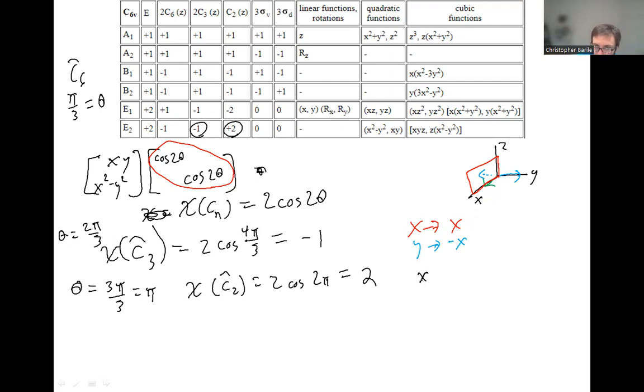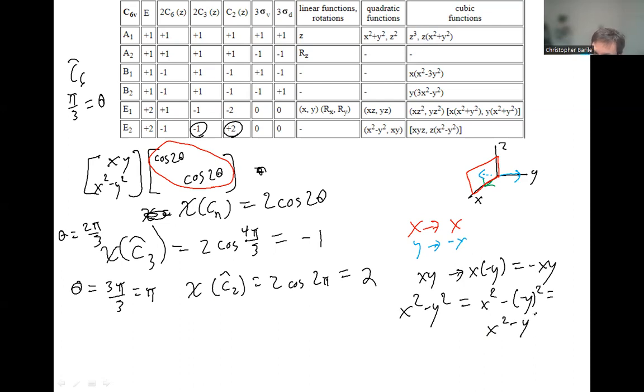And so now you have to go through and say, well, xy goes to the x times -y, which equals -xy. And x squared minus y squared, we know xy and x squared minus y squared transform together, goes to x squared, x went to x, minus quantity negative y, because y went to negative y, squared, which just equals x squared minus y squared.